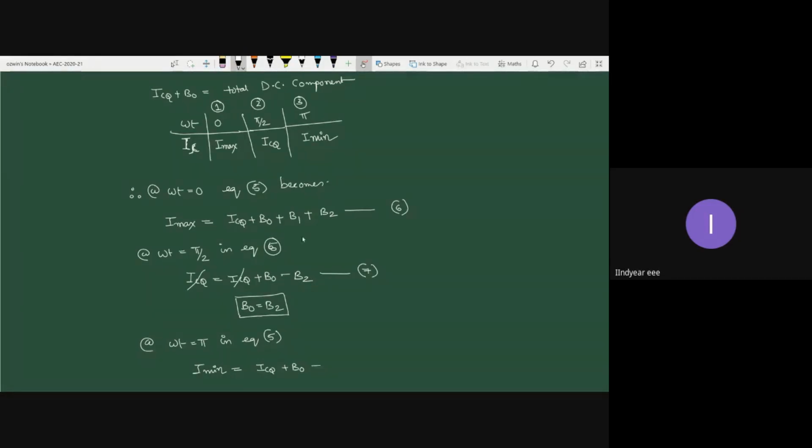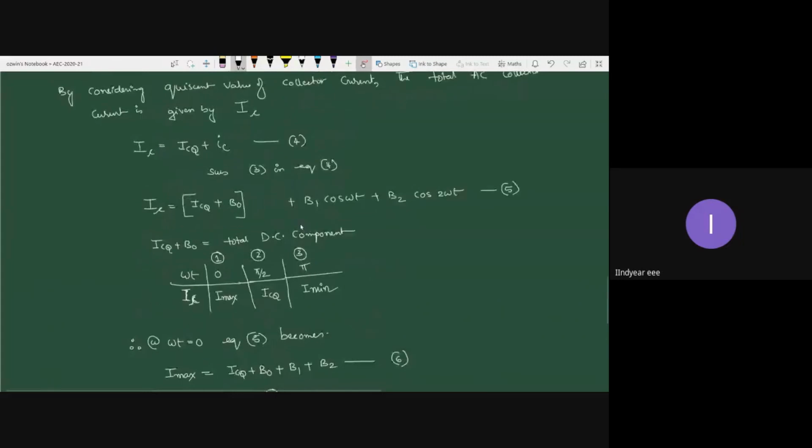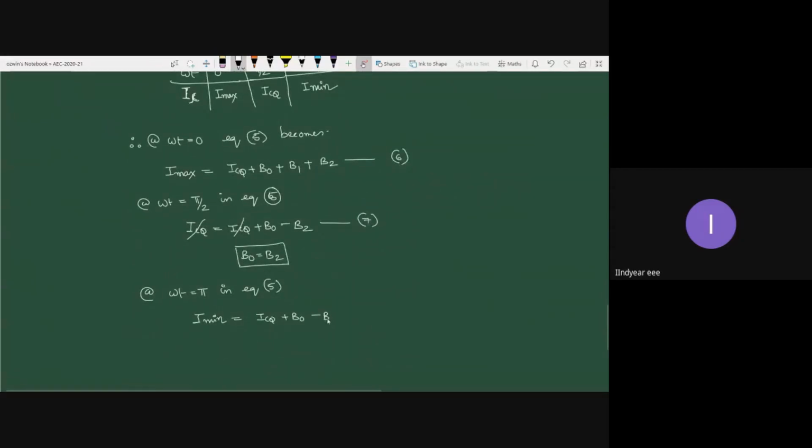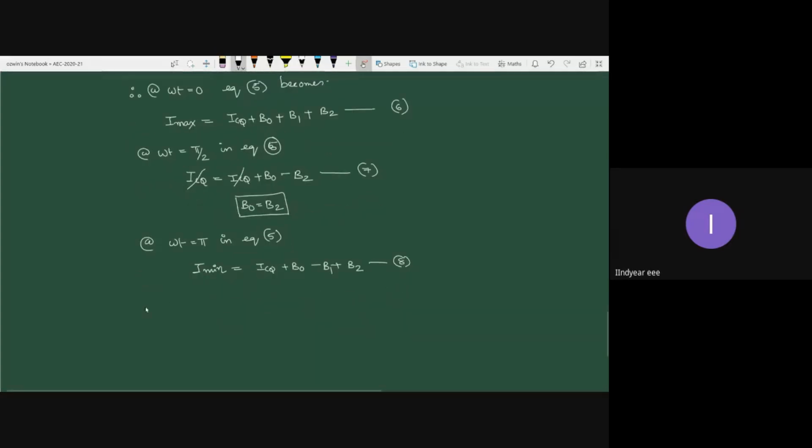Minus B1 into cos pi. Cos pi is minus 1, so it becomes minus B1. Then that is cos 2 pi, so that's positive, so plus B2. So that's your equation 8. Now what you do is you perform, let's say for example, I max and I minimum. I max is equation 6 and I minimum is equation 8.